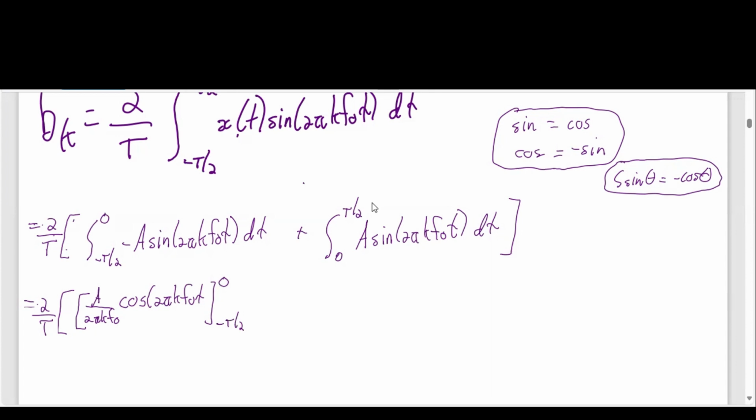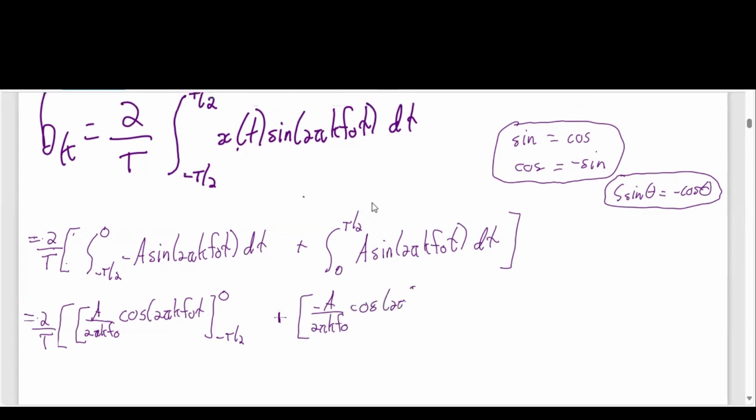But now we have to do the other piece. So we have plus, and we're doing this piece here now. So the differential of sine is cos, the differential of cos is minus sine, so it'll be minus cos. So it'll be minus e on 2 pi k f naught, and you have the cos 2 pi k f naught t, and that's going from 0 to t on 2, and you put all the brackets.